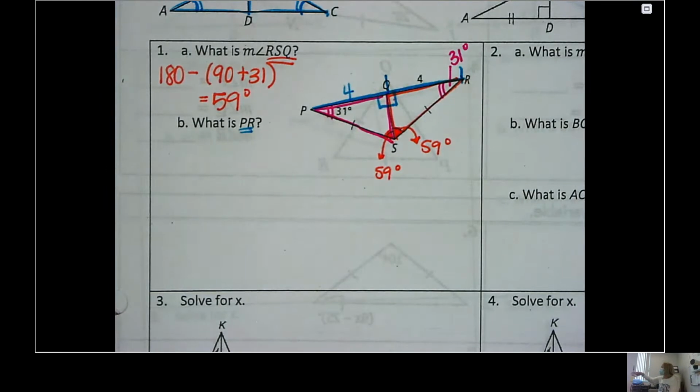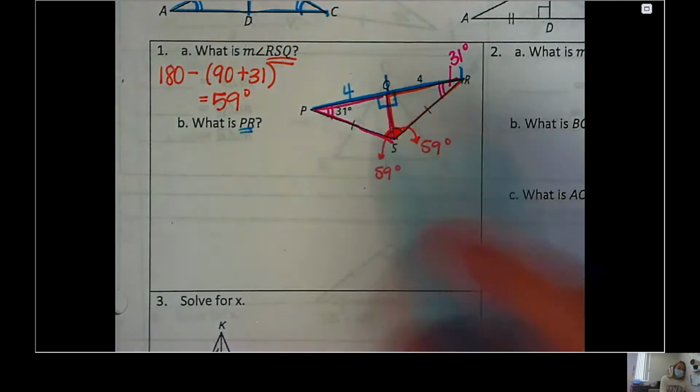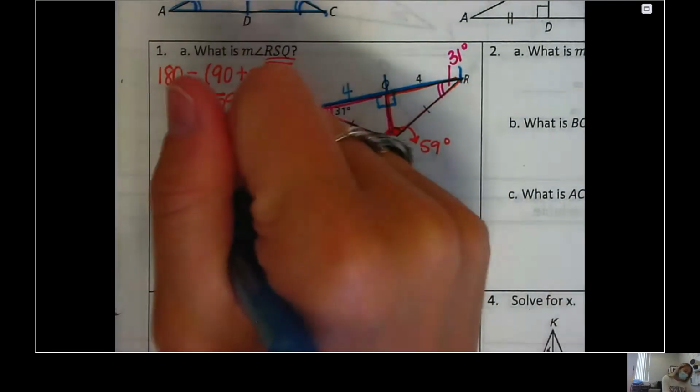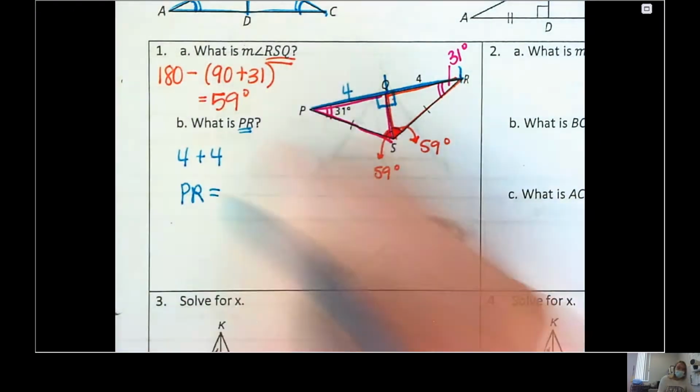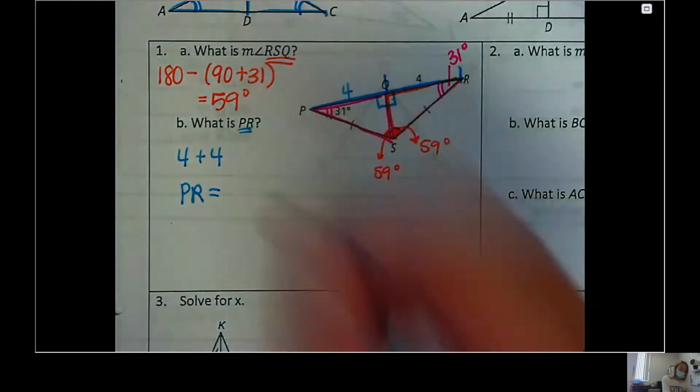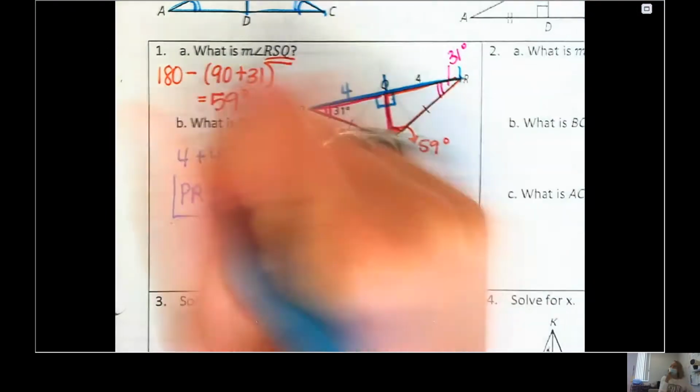It's just being flipped. So if I wanted to know the entire distance, what would I have to do? Just add them together. I'm going to add 4 and 4. So what is my distance for PR? 8. That's it. And you're done.